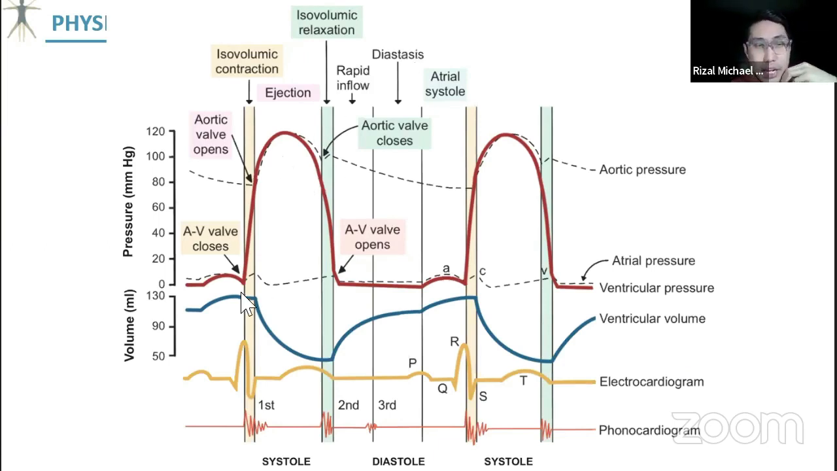So when you have atrial systole, your atrial pressure will slightly increase, right? And then your ventricular volume in color blue, and in color red, your ventricular pressure, will also slightly increase. If you recall, the left ventricular blood filling doesn't really depend on atrial contraction. Onti lang yung amount ng blood na pupunta sa left ventricle kapag nagko-contract si atria, right? So kaya onti lang din ang increase niya.